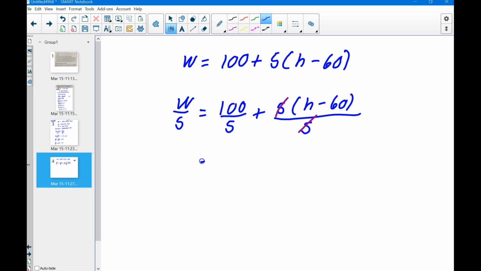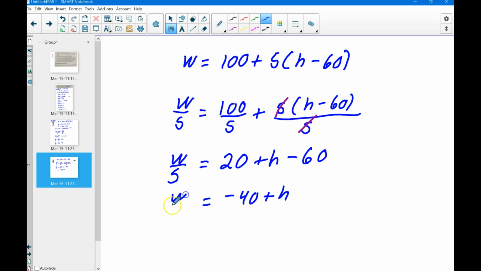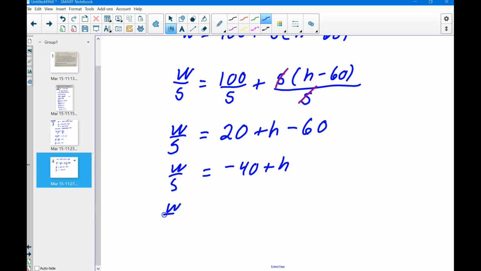And I have 100 divided by 5 gives me 20. These are gone now, so what I'm left with is plus H minus 60. On this side I have W over 5. And now you can see that plus 20 minus 60 is going to give me minus 40 plus H, and that's W over 5. Rearranging the 40, I get W over 5 plus 40 equals H.